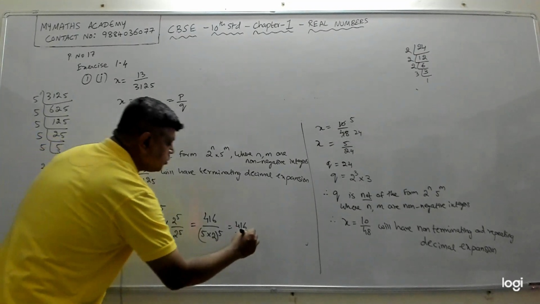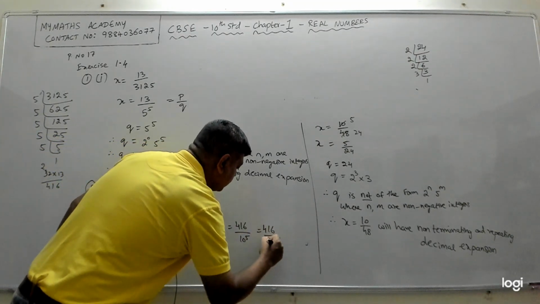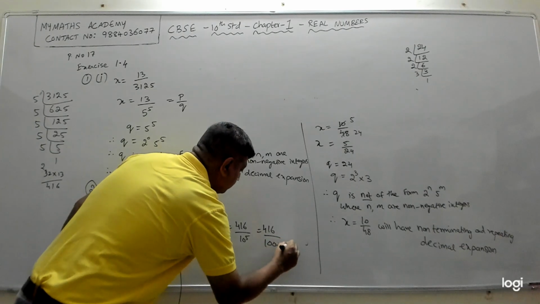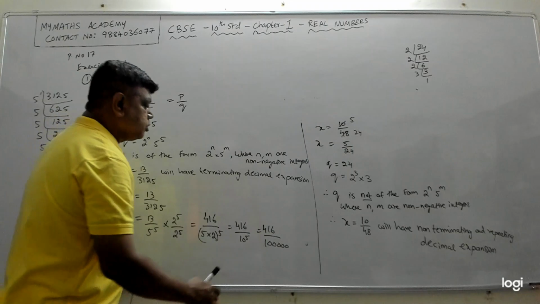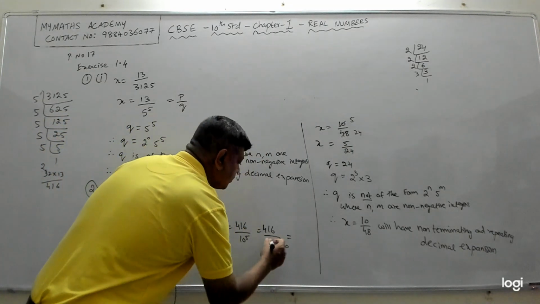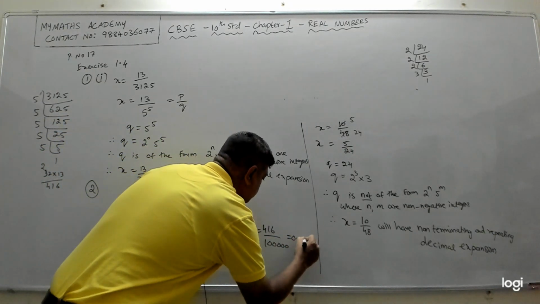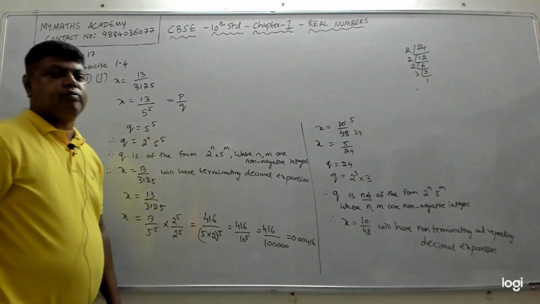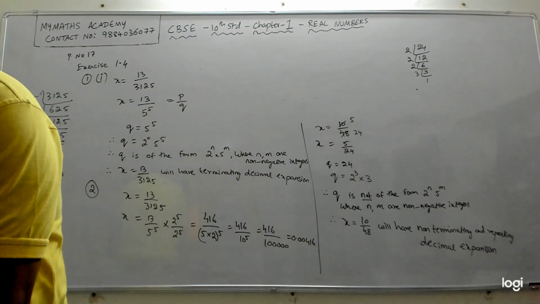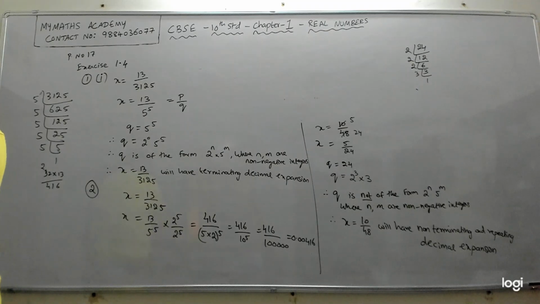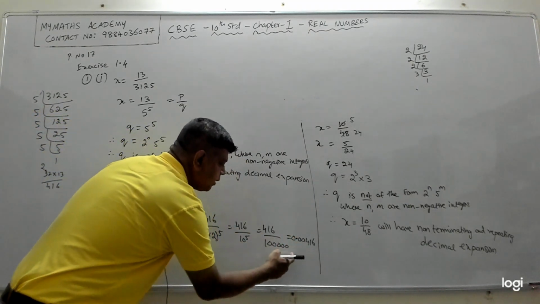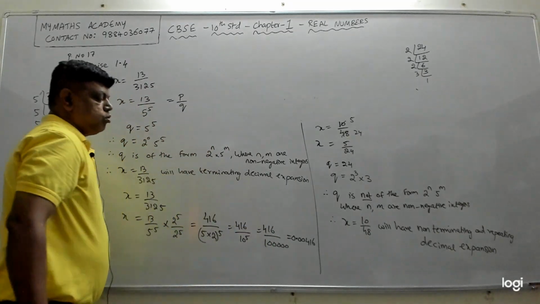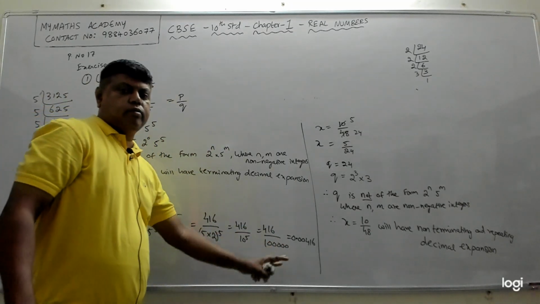5 2s are 10. So this will become 416 by, 5 zeros I should put. 10 power 5 means I should have 5 zeros. So this will become, now if you divide this, it will be 0.00416. What is the value of that? 0.00416. Because you can divide, no? You can divide by 10,000, then the decimal will move. I hope you know how to divide this. Fine.